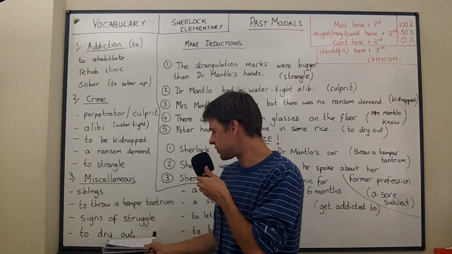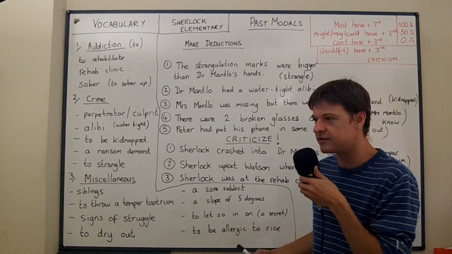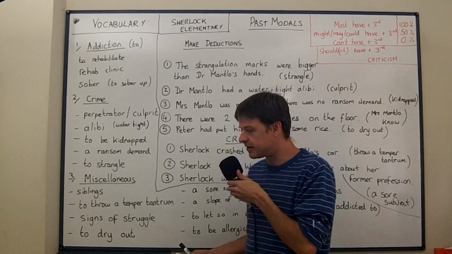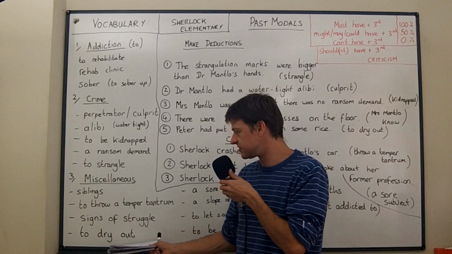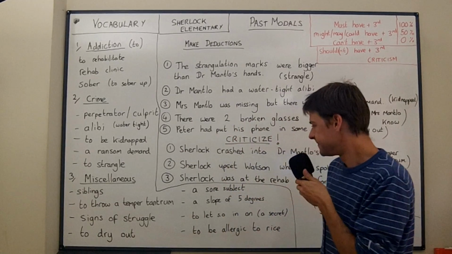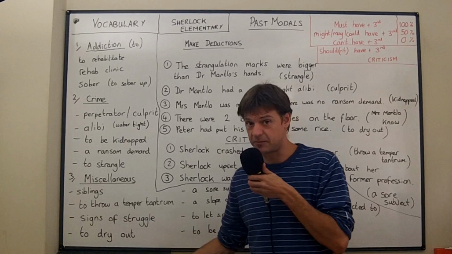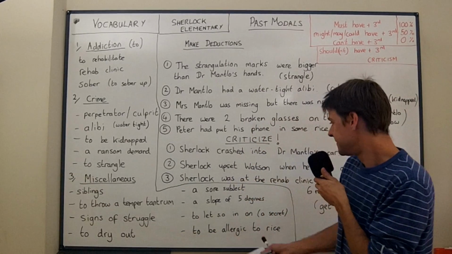Now you should remember to dry out. It means to become dry. So if you jump in a swimming pool when you've got money in your pocket, you need to dry the notes out afterwards. And you remember in this show he dried out the mobile phone using rice.